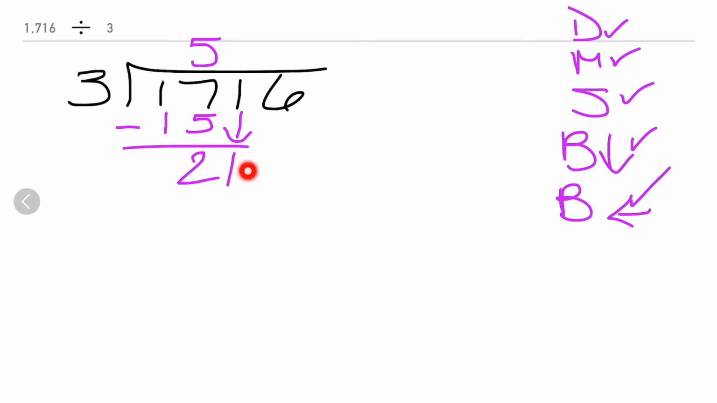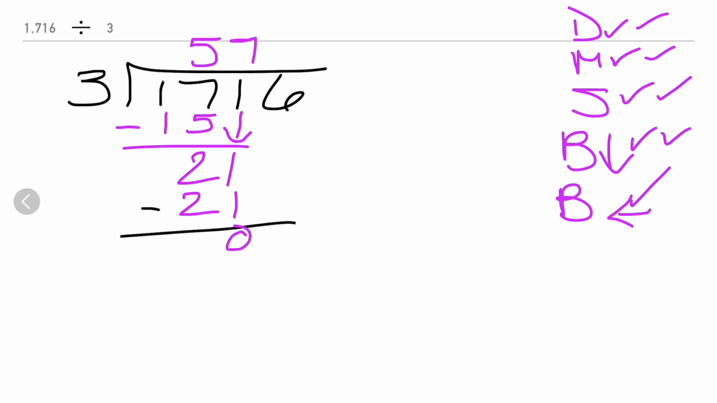I brought down my 1 to make 21. 3 goes into 21. Divide. That's right. 3 goes into 21 7 times. Multiply. 3 times 7 is 21. Subtract. 21 minus 21 is 0. Bring it on down and bring it on back.